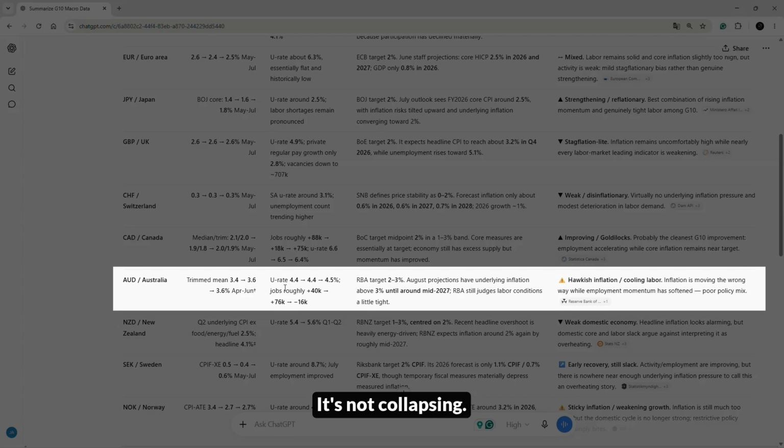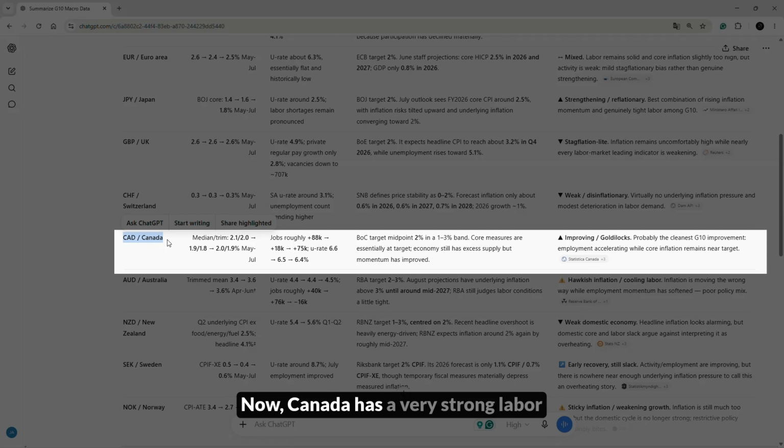It's not collapsing. Now, Canada has a very strong labor market. The unemployment rate was 6.6%, then 6.5%, then 6.4%. So it's trending lower pretty well. And the average, obviously, employment report is actually doing pretty well. In fact, ChatGPT here says improving Goldilocks, probably the cleanest G10 improvement, employment accelerating while core inflation remains near target.